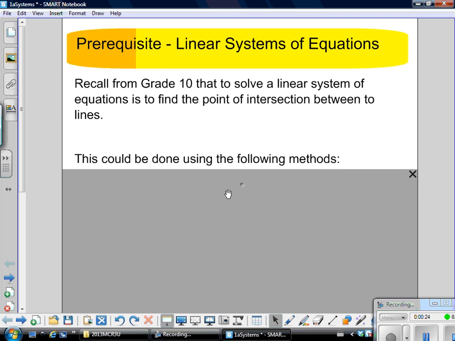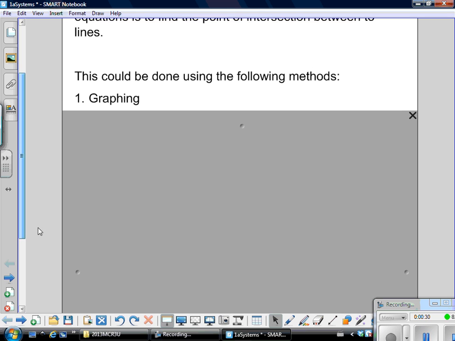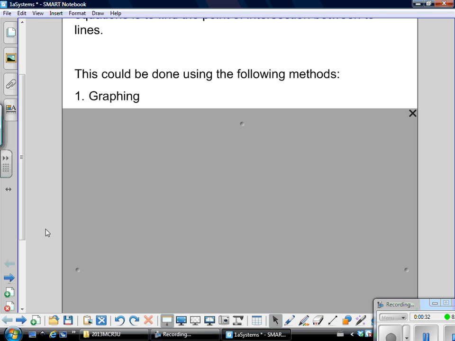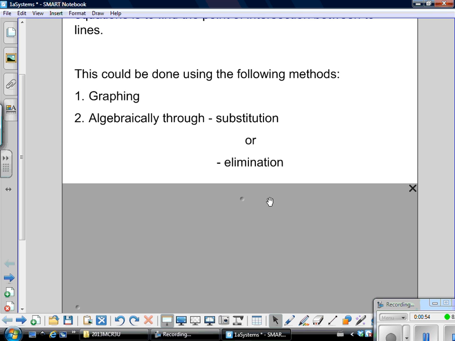The first way you did it was through graphing. And you soon discovered that graphing was not the best way because you would have to graph very, very accurately. And if something was 1.5 or 1.4, it was very difficult to tell what that point of intersection was. So then what your teacher did in grade 10 is you solved it algebraically. And there were two different ways that you solved it algebraically. One was through substitution and the other was through elimination. Both of these were methods that you used. Eventually, you'd probably liked elimination better than substitution.